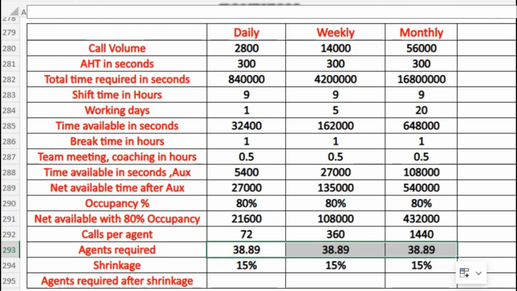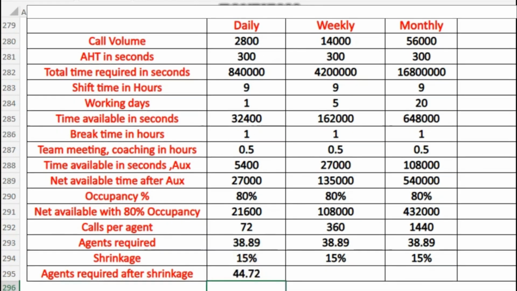Now we have the shrinkage also given, 15%. So what would be the agent requirement after applying the shrinkage? How can we calculate it? So the simple formula would be agent required plus bracket open, agent required multiplied by your 15%. So I need to have approximately 45 agents to handle that call volume on a daily, weekly, and monthly basis with all of these components, with occupancy, login hours, after removing breaks, and all these things.